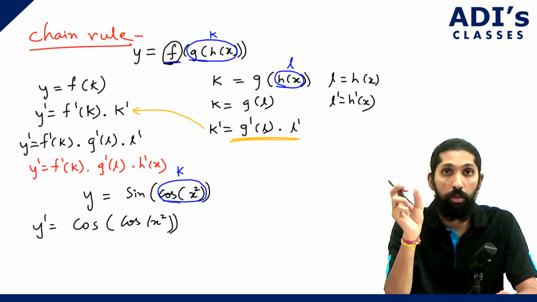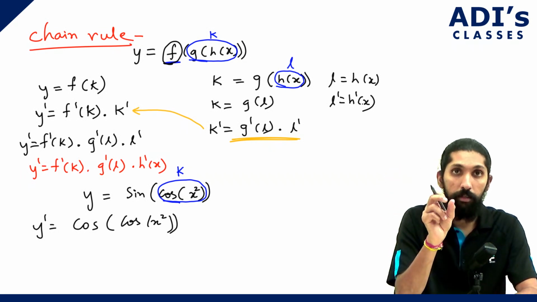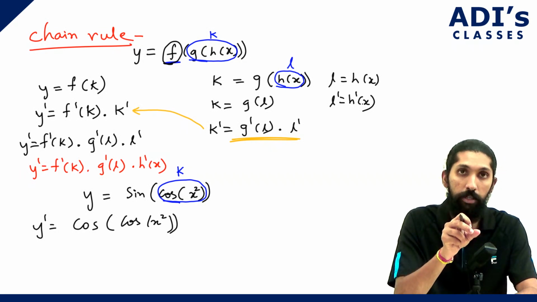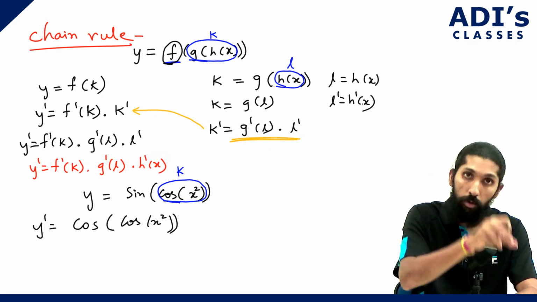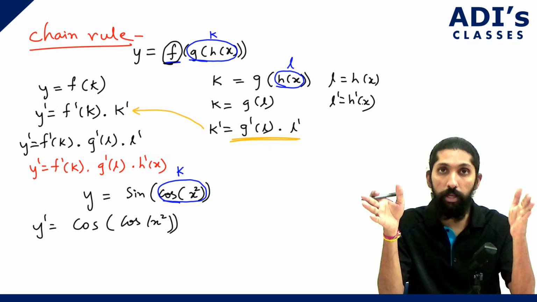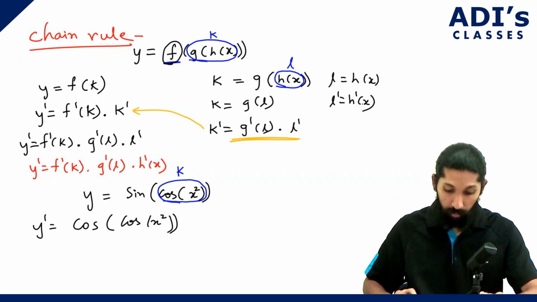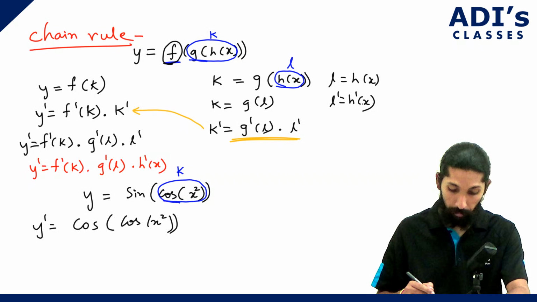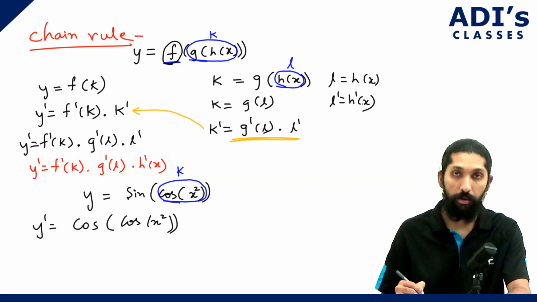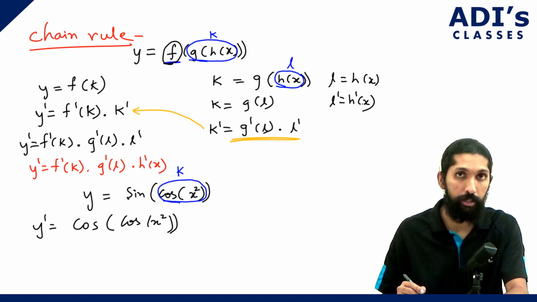What are we doing? The logic is very simple. You start from the outermost function, differentiate that. Come one step inner, differentiate that. Come one more step inside, then differentiate that. If you have one more, go inside one more, again differentiate that. So from the outermost to the innermost, you keep differentiating. That's the same thing what we are going to do here. First, what did we do? We differentiated sine, we got cos. Correct? The first part, the outermost function is differentiated.